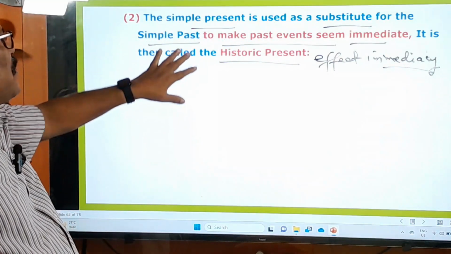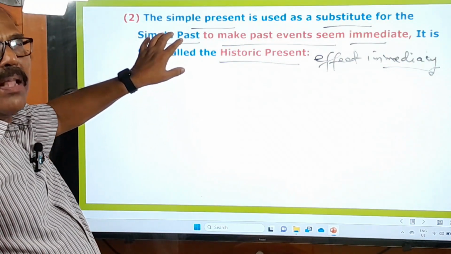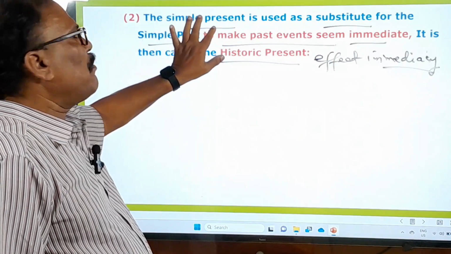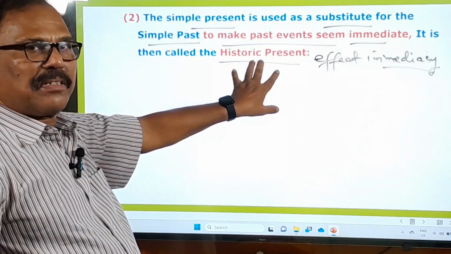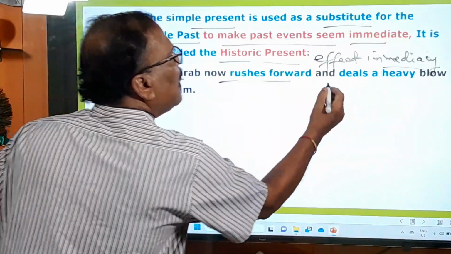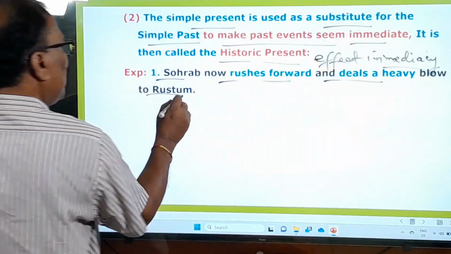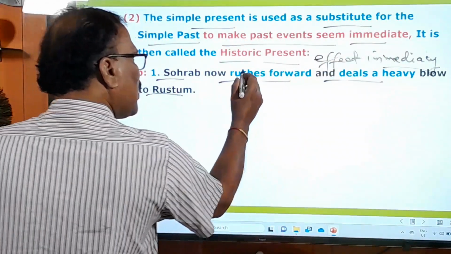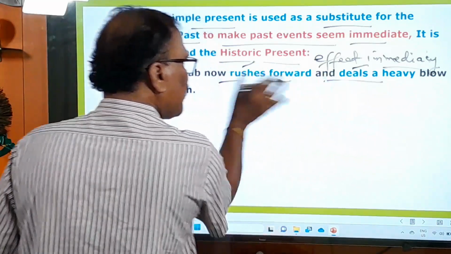Certain times, the simple past or the past actions will be narrated or expressed in the simple present. That's called historic present. So it's an old story. Rushes forward and deals a blow to Rustum. So rushes is simple present, deals is simple present.